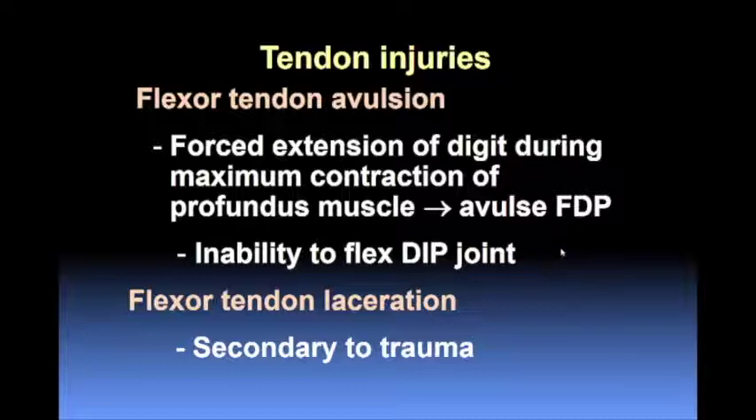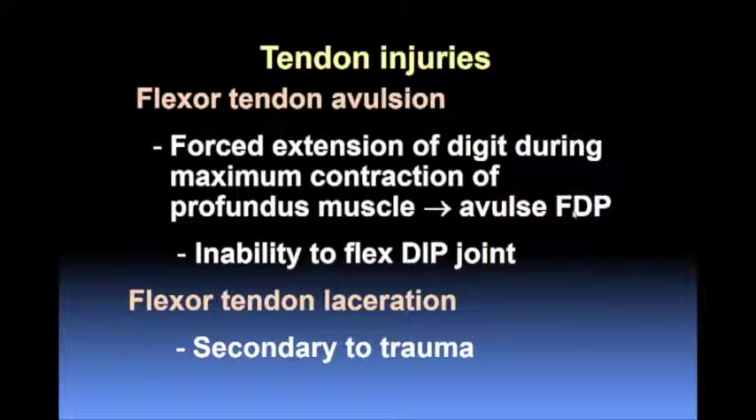All right, we're going to finish up talking a little bit about tendon injuries. We tend to see two different kinds. One is avulsion of a tendon, and often this is at the level of the DIP joint, and what happens is kids are out playing, running around, somebody grabs somebody's shirt, and all of a sudden the other person runs away, and you have forced extension of the digit when the profundus muscle is contracted, leading to avulsion of the flexor digitorum profundus. And a lot of these patients come in and they can't flex their DIP joint.